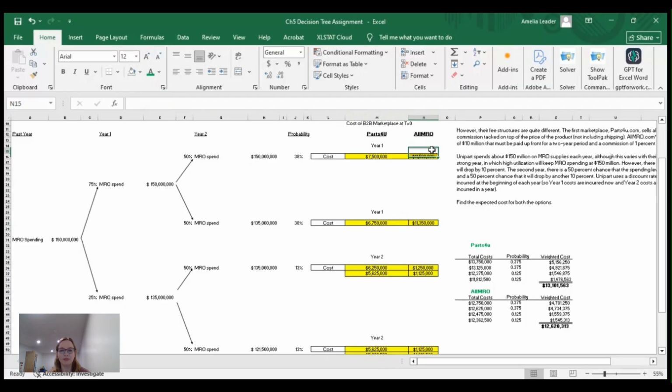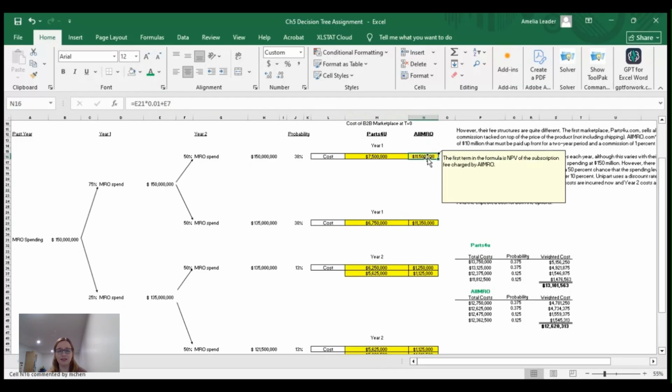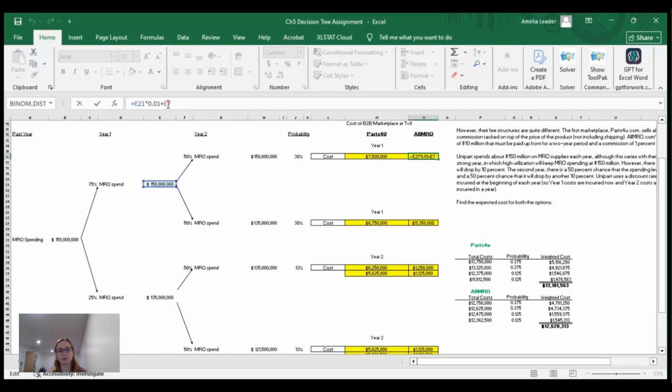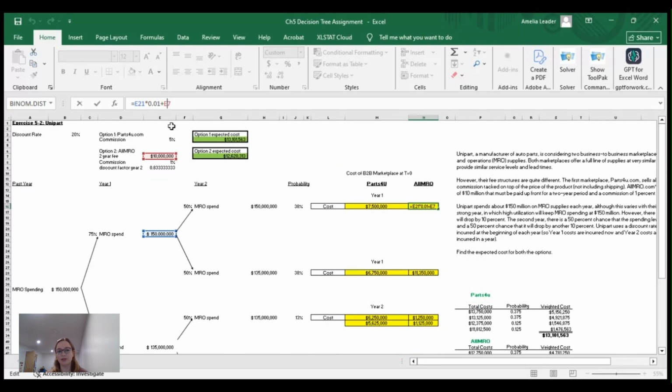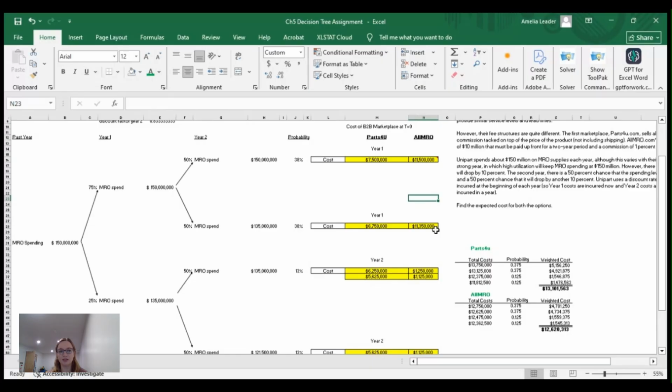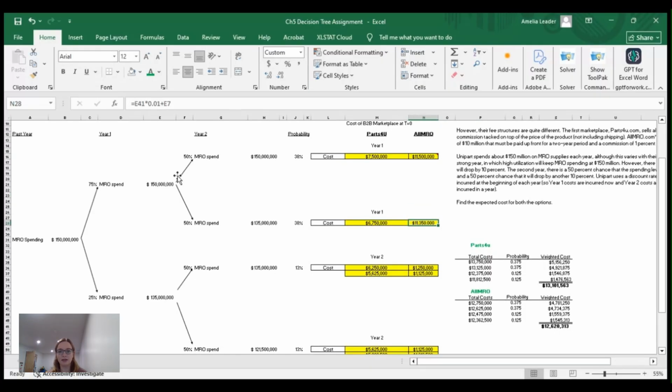It's the same thing, except we're using the commission rate of 1%, and we also need to add in for year 1 the 10 million. So I refer to E7 here, 10 million. So going down, same thing. The spend multiplied by the 1% commission plus the 10 million spend.